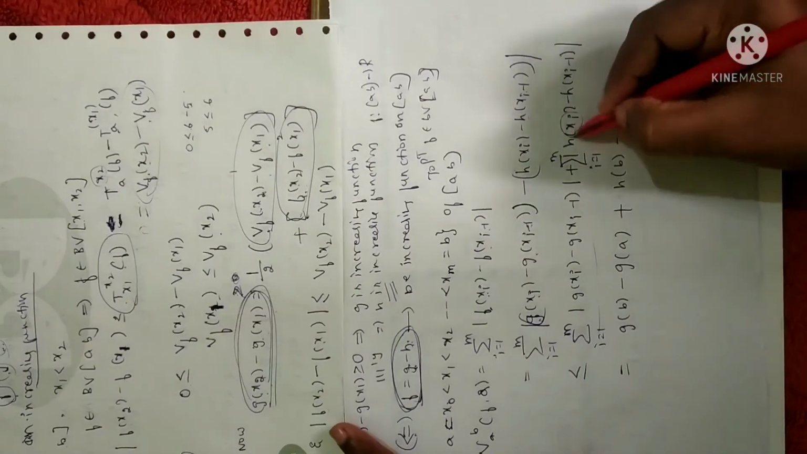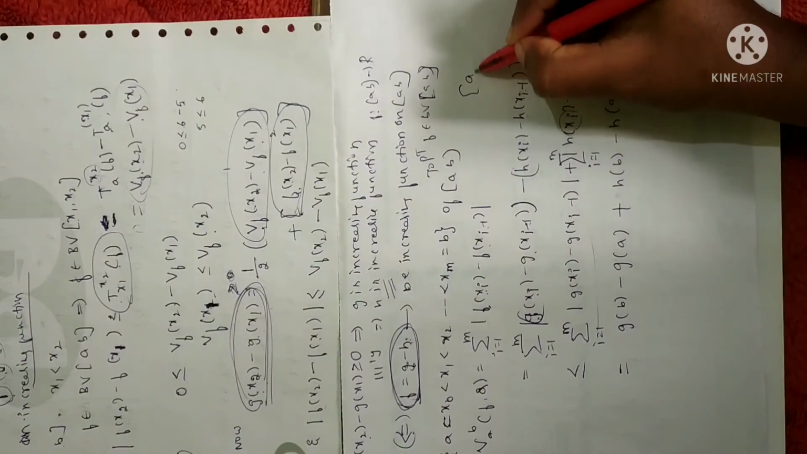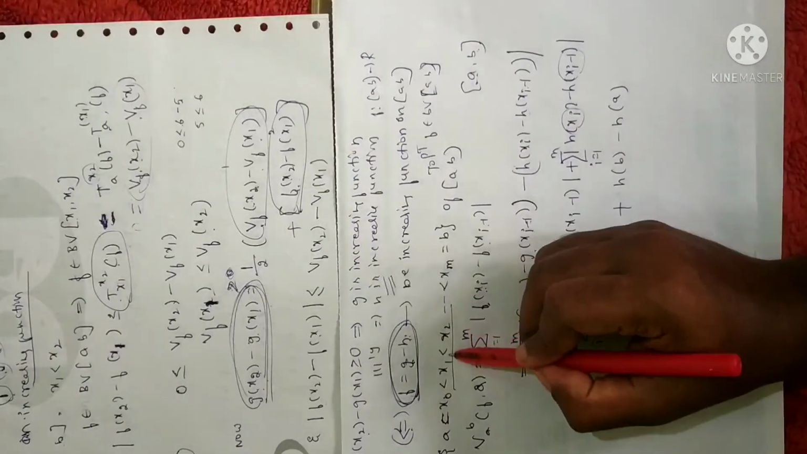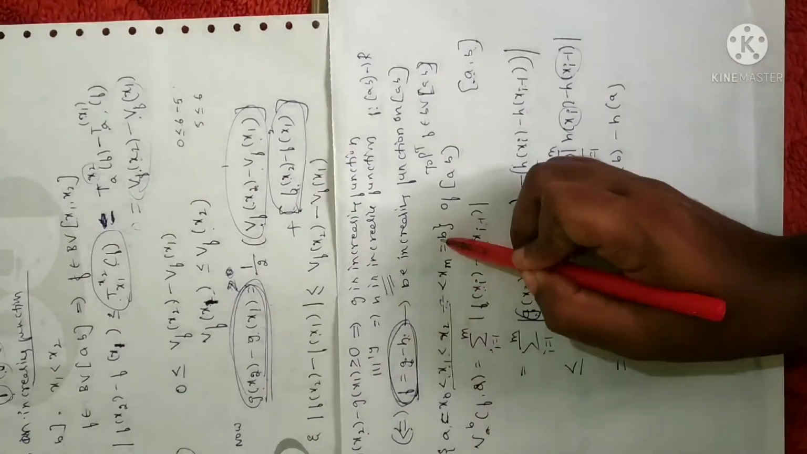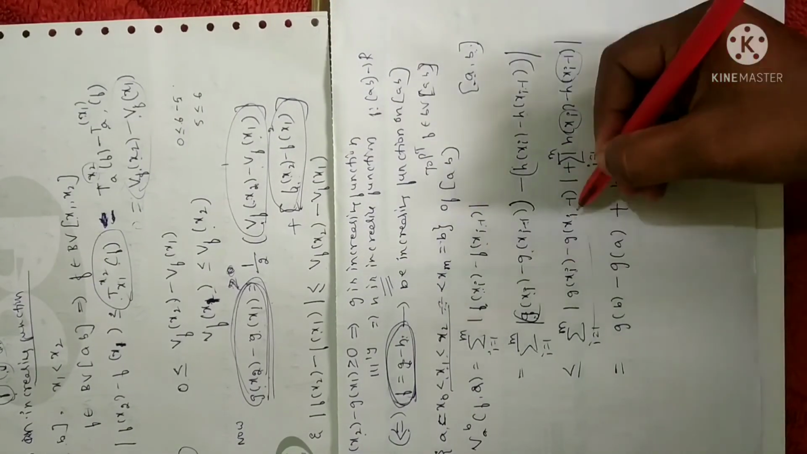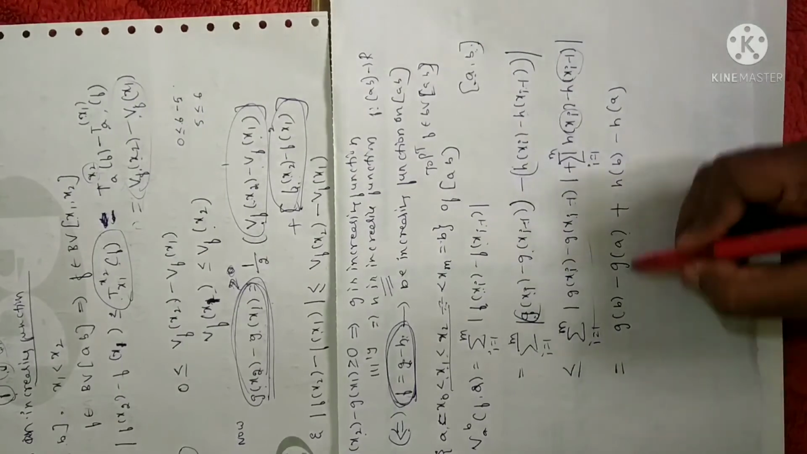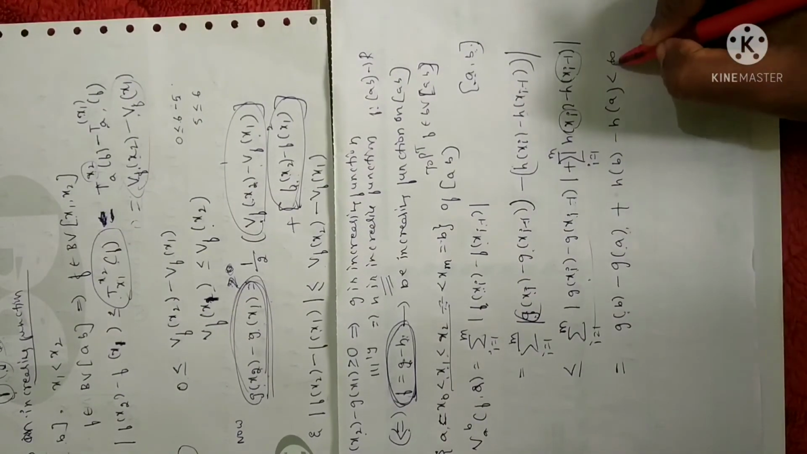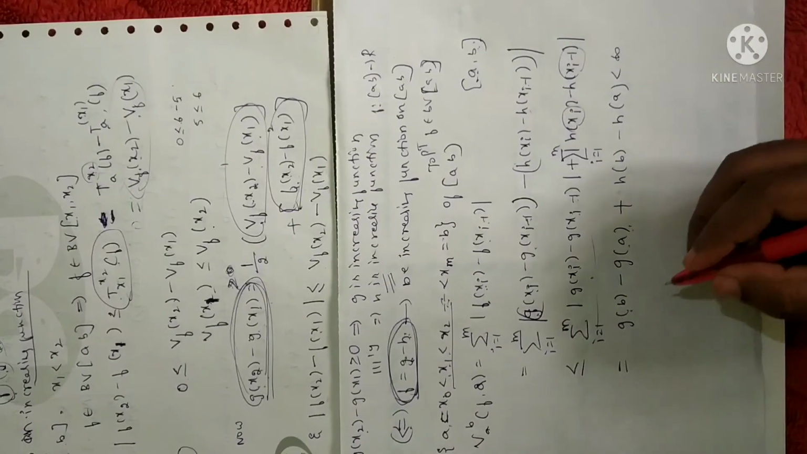Why? Because xi and xi minus 1 are partition points of the interval [a,b]. You can clearly note that xi and xi minus 1 will be in between a and b. It is one of the partitions. xi is the highest value and xi minus 1 is the lowest value. So I can write this as g of b minus g of a. Anyhow, it is less than infinity, that is, it is a finite quantity, right?